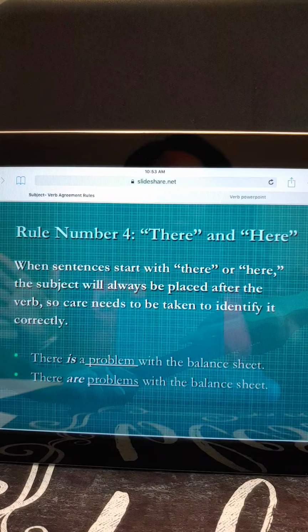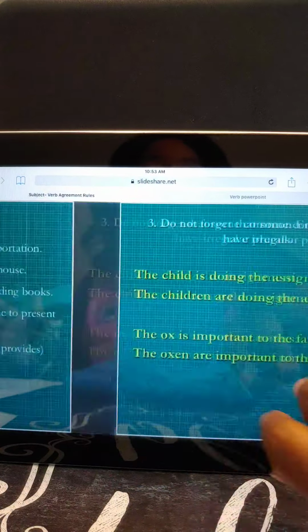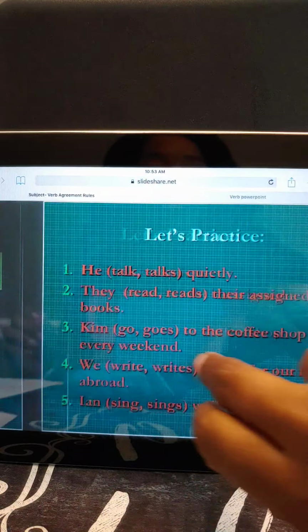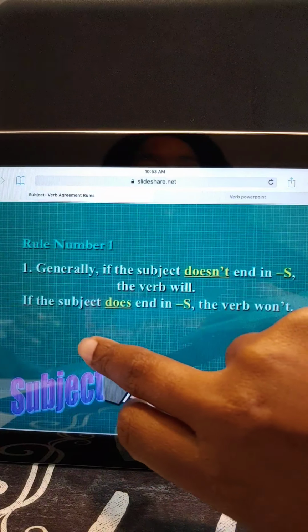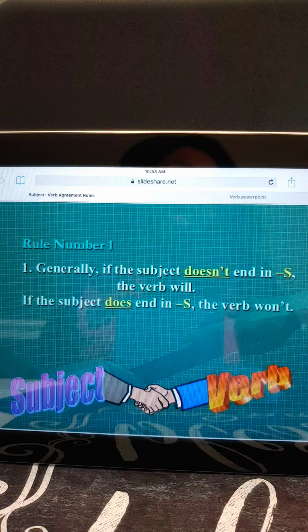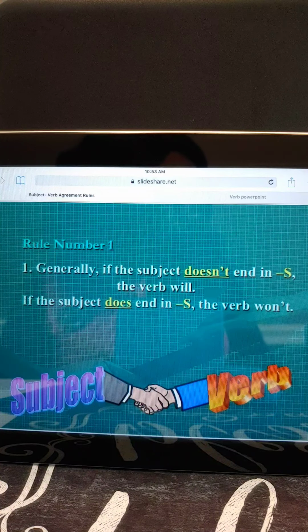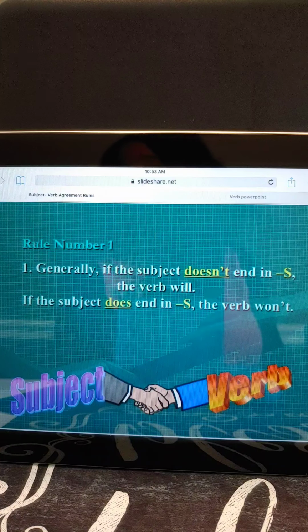So keep in mind, let's go back to rule 1. I'm sorry, y'all. Rule 1, remember that if the subject doesn't end in an s, the verb will. And if the subject does end in s, the verb won't. Okay? So keep that in mind.